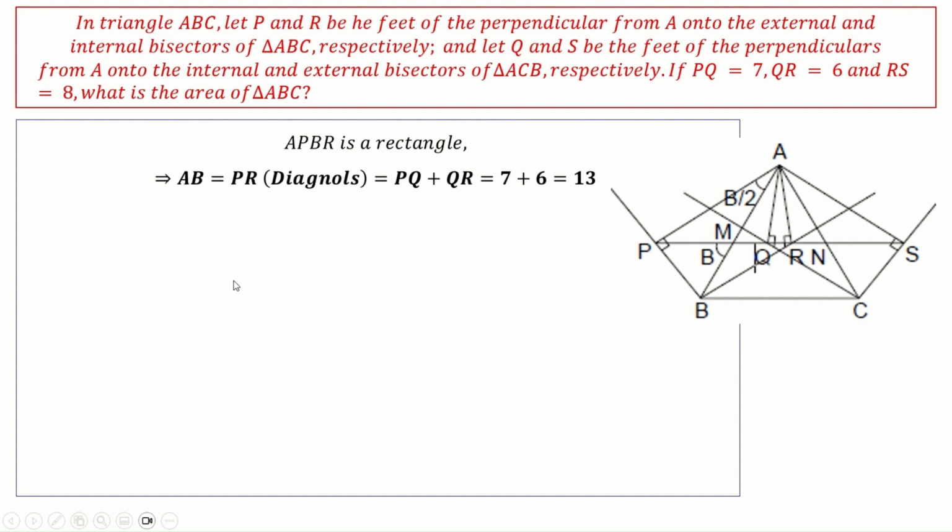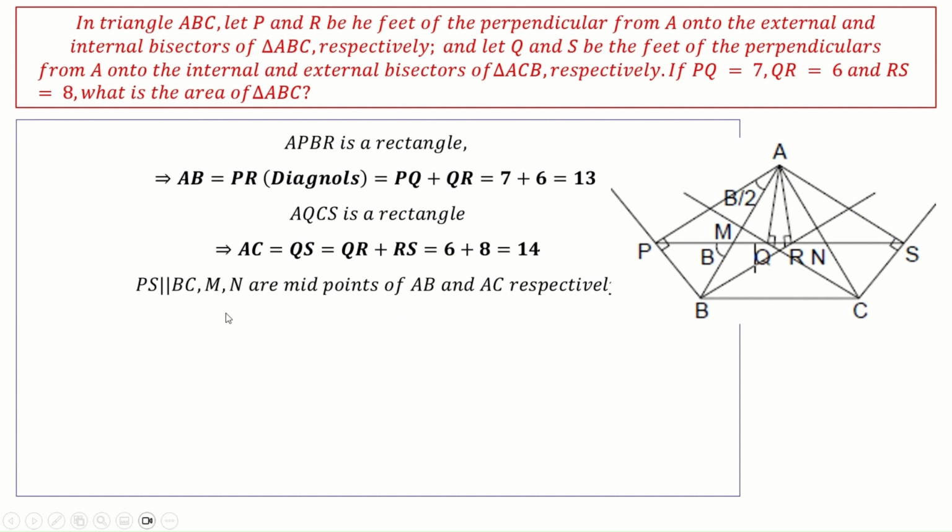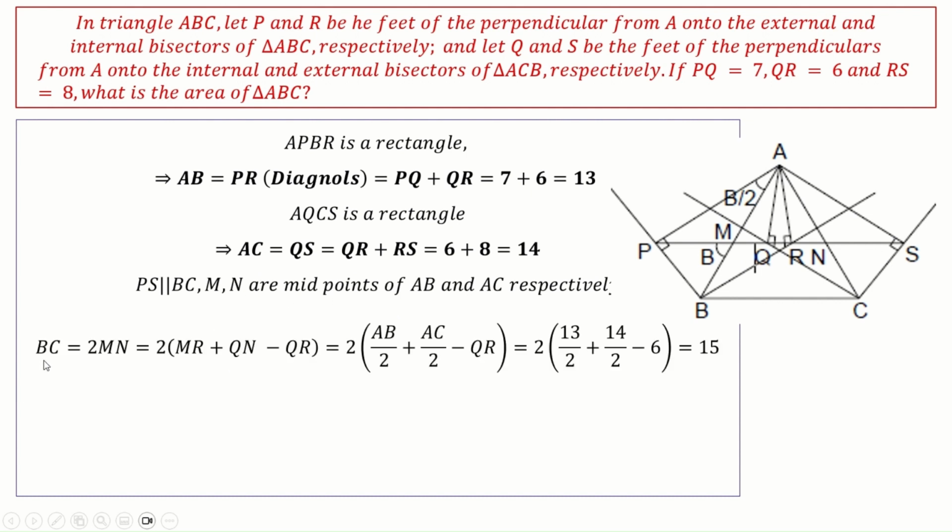So AB is also 13, correct? Now AQCS is also a rectangle. From here we will get AC or QS equal to 14 basically. Now M and N are midpoints of AB and AC, so BC equals 2MN. Why? Because MN is parallel to BC and these are midpoints. From triangle theorems, we know that MN is half of BC because it is at the midpoint. So BC equals 2MN.